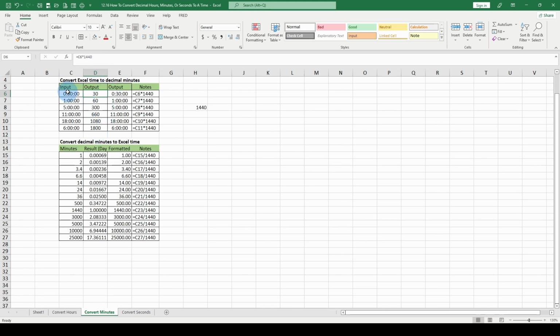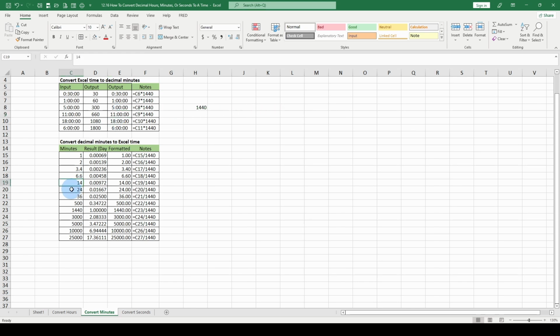C6, we have 11, 660 will give us C9 times 1440. So we have 11 times 1440, which is 660. Convert that back over and divide this 660 by 1440, gives us 11.